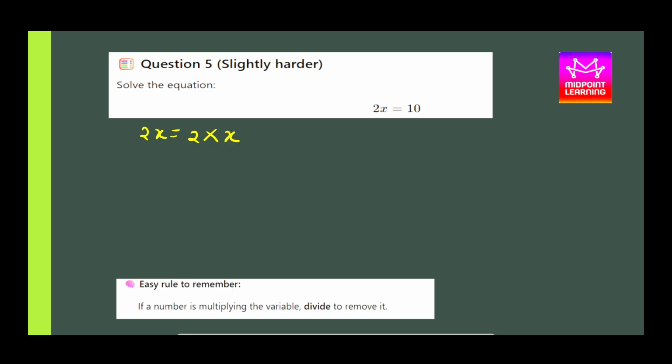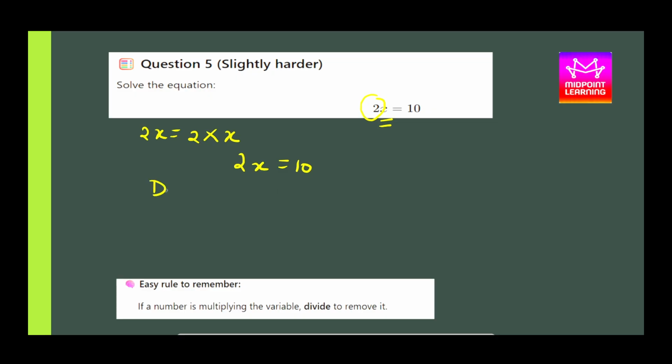We need to remove this 2, correct? In order to find the value of x. So we will say 2x is equal to 10. We have to remove this 2. So 2 is multiplied by x. If we have to remove 2, we will have to divide by 2 on both sides.